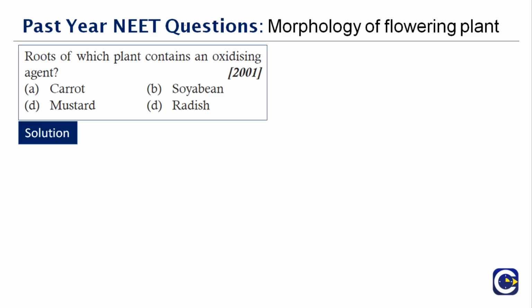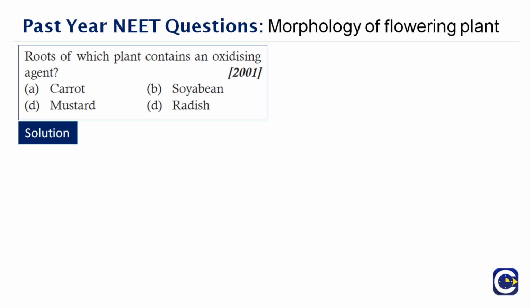When you generally say oxidizing agent, it can have different meanings, but you should check for oxidizing agents in plants. You might have a question: is there an oxidizing agent in plants, and how do you differentiate it? See, plants do have oxidizing agents. Roots of which plant have this?